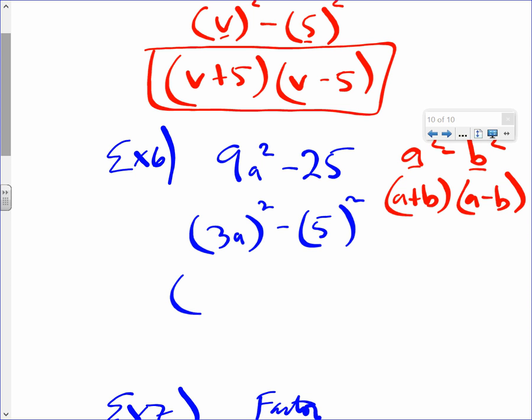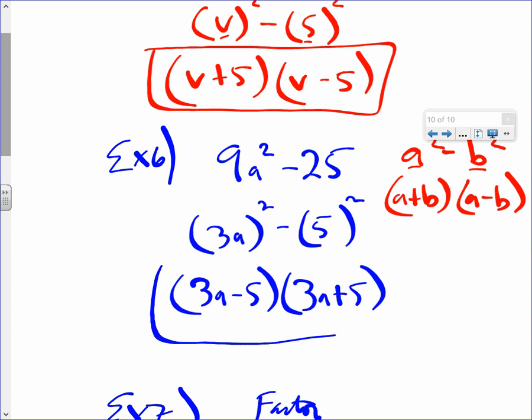Here we go. I know what my a and b are. Let's put our binomials here. If you ever want to check your work, knock yourself out, but there's no need. These are the factors. 3a plus 5, 3a minus 5.